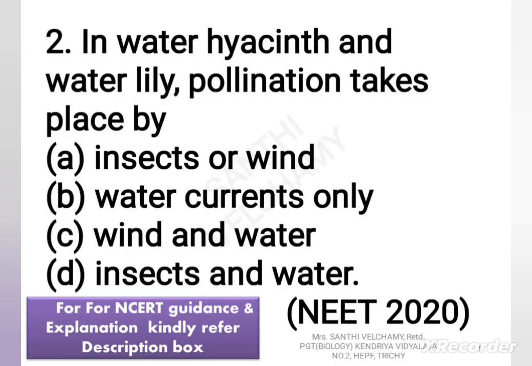Now next question, children. In water hyacinth and water lily, pollination takes place by A. Insects or wind. B. Water currents only. C. Wind and water. D. Insects and water. The correct answer is A, insects or wind. In many aquatic plants with emergent flowers, that is when the flower is above the water level, pollination takes place by wind or insects. Example, lotus, water lily, water hyacinth all come under this category.